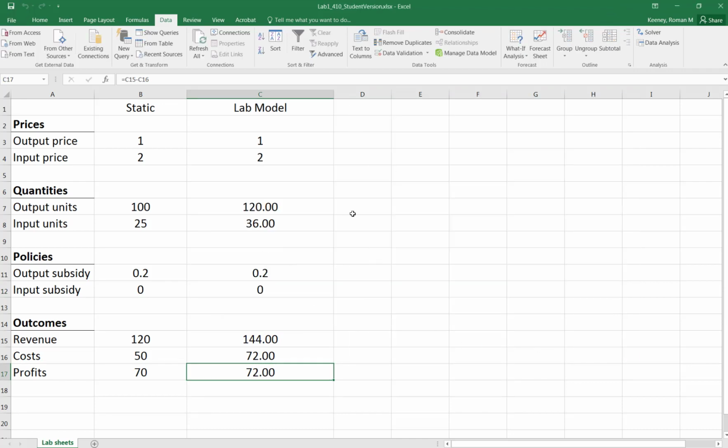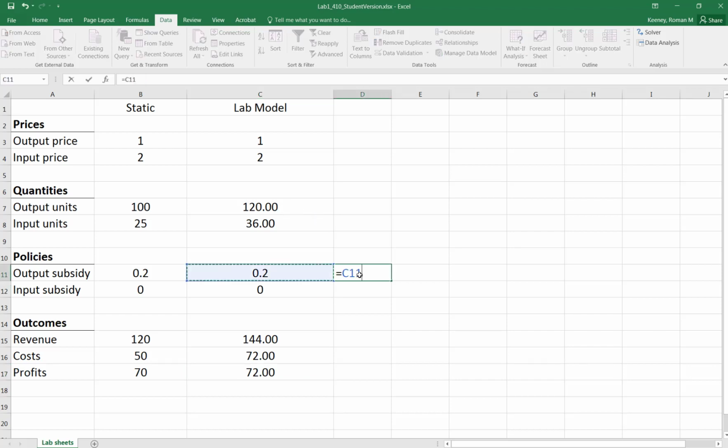Okay, so the static case says profits will be 70, revenue will be 120, when in fact under the new case of a 20-cent subsidy per dollar, output is now going to go up to 120. Okay, and if you want to know what the government pays, right, it's that times that, so $24. So a subsidy we thought was going to cost $20, we undershot it by $4, right? It's going to be $24 just because there's going to be an additional 20 units of output just from producers responding.